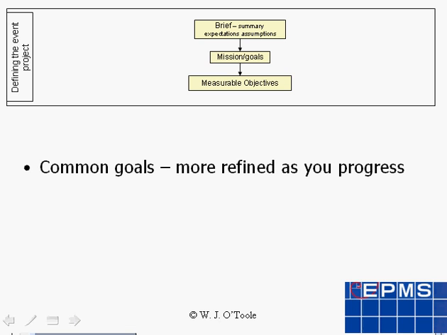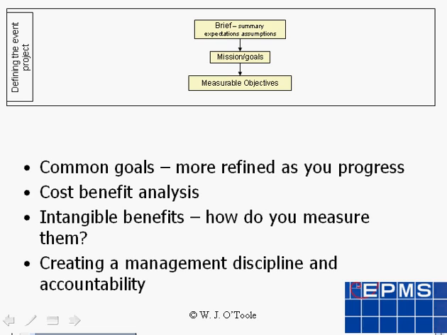To define the project, you must have a common goal and understand the costs and benefits. We must have an idea of the intangible benefits, such as community development or increasing staff morale. By defining the project, we are introducing a discipline to the work and enable the management to be accountable.